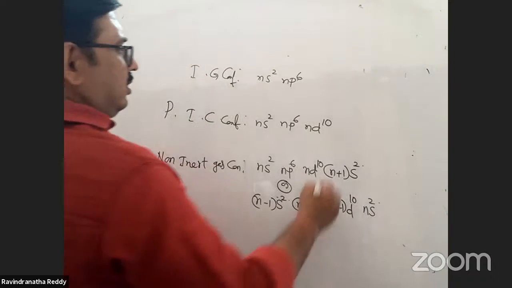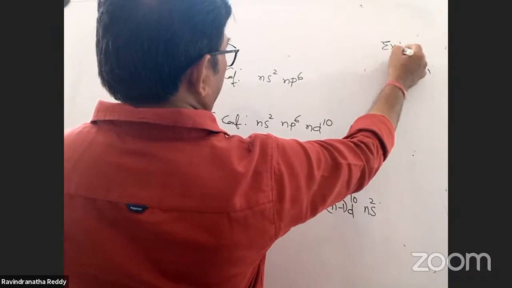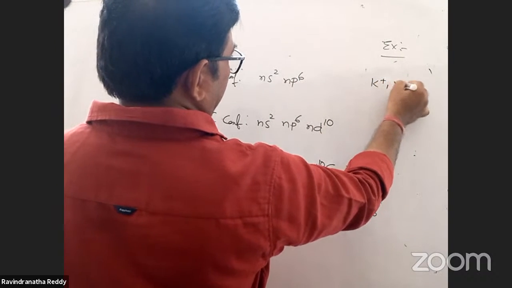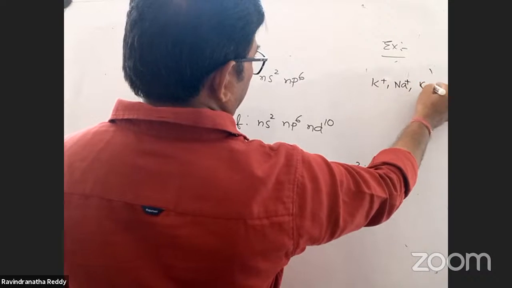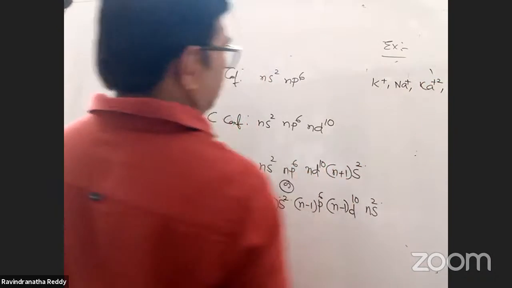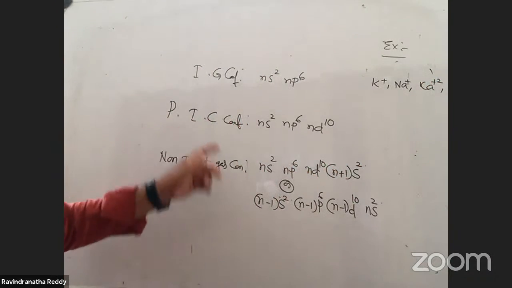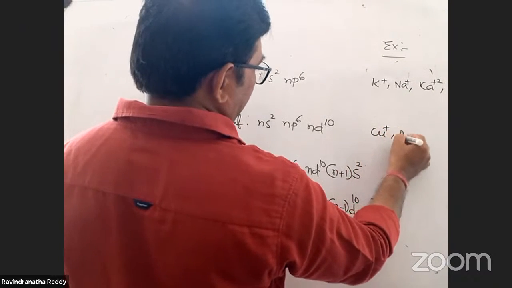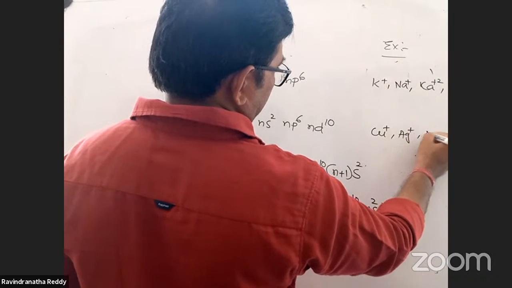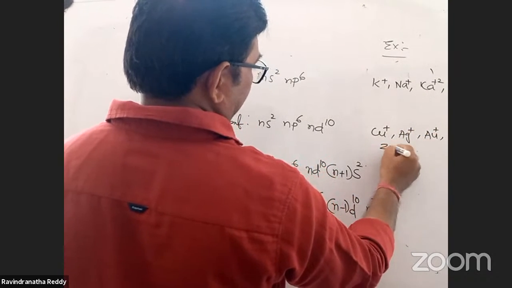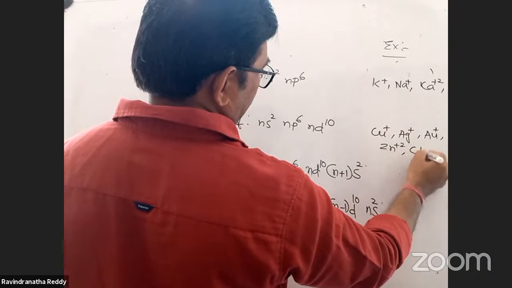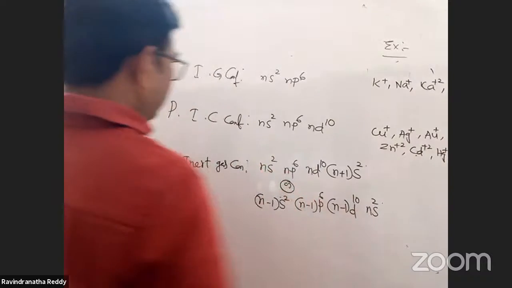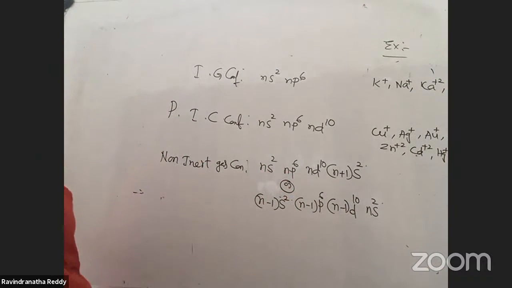So here, what are the examples? First, the inert gas configuration: K+, Na+, the 1A group and 2A group cations. Pseudo inert gas configuration examples: copper, Cu+, silver, gold, zinc, cadmium, mercury.